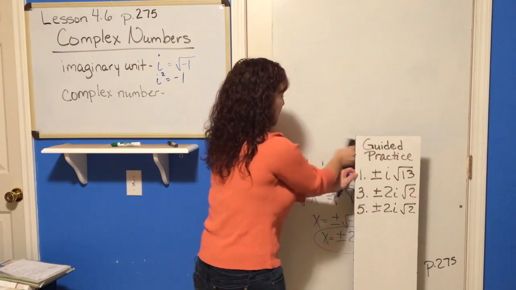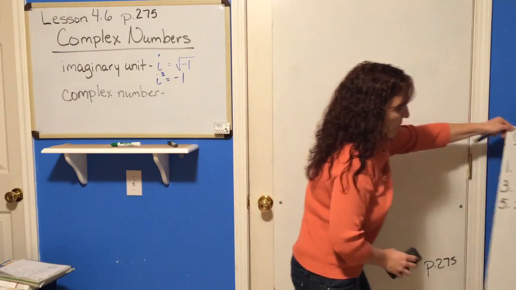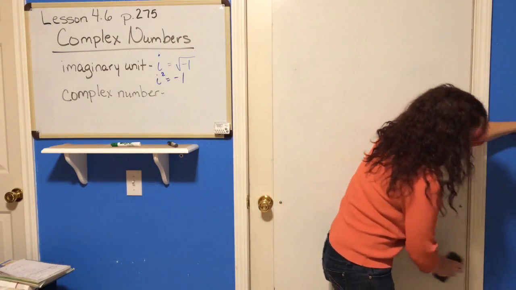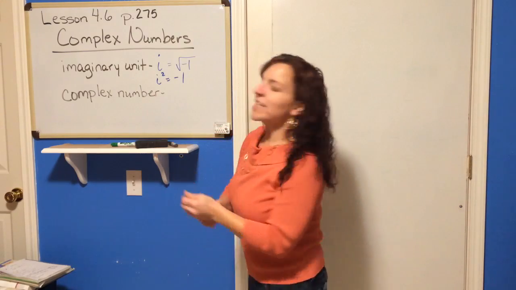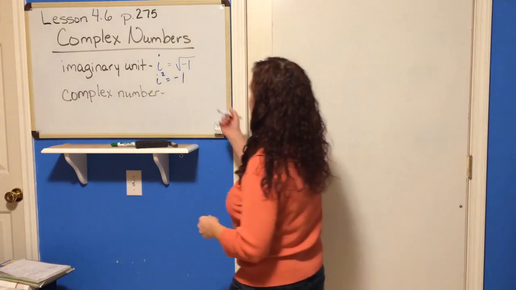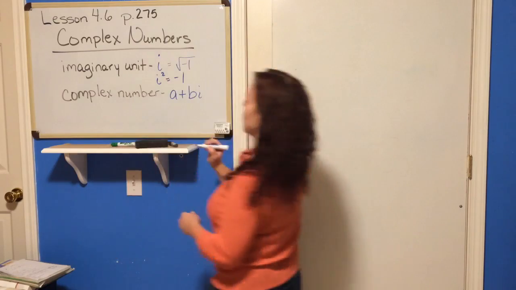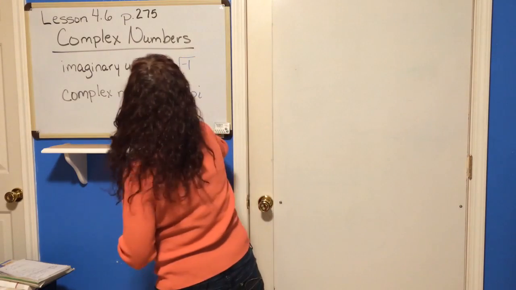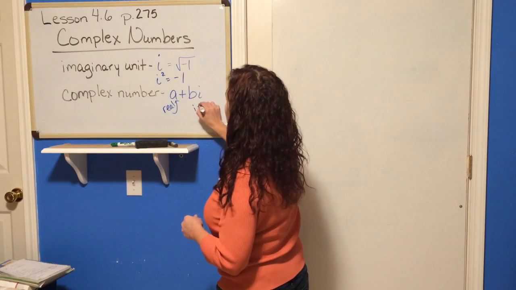All right, the complex numbers. Complex numbers just combine real numbers and imaginary numbers. So that says a plus bi, where a is your real number and bi is your imaginary number.